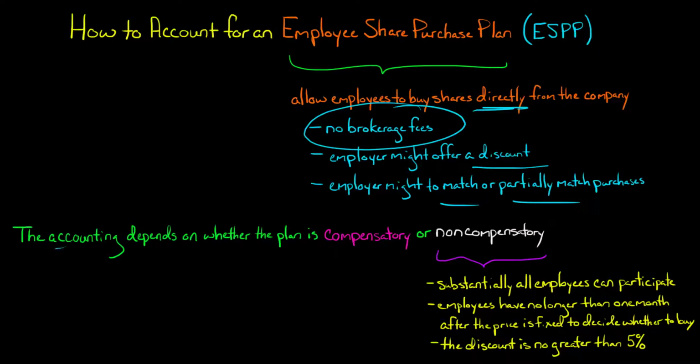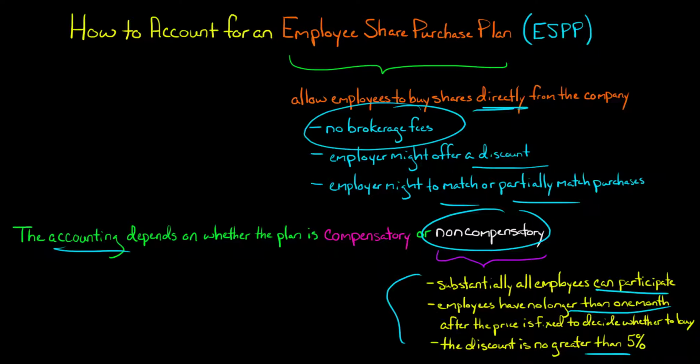Now, the accounting for an employee share purchase plan depends on whether the plan is considered to be a compensatory plan or a non-compensatory plan. For it to be a non-compensatory plan, 3 conditions need to be met. First, substantially all the company's employees must be able to participate in the plan. Second, employees can't have longer than 1 month after the price of the shares would be fixed to decide whether they want to buy those shares. And third, the discount that's offered to the employees to buy the shares can't be greater than 5%.